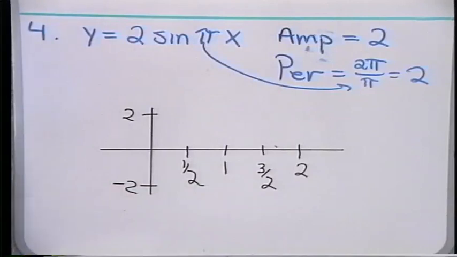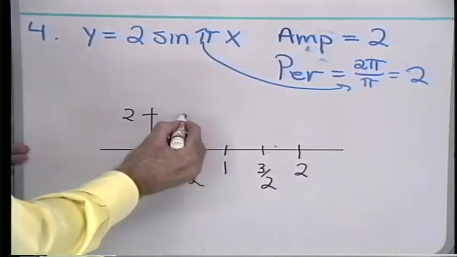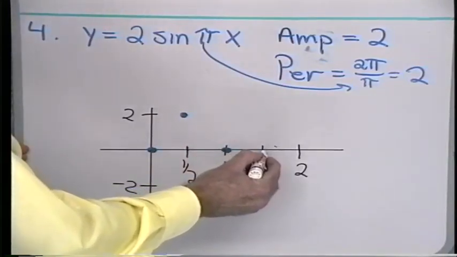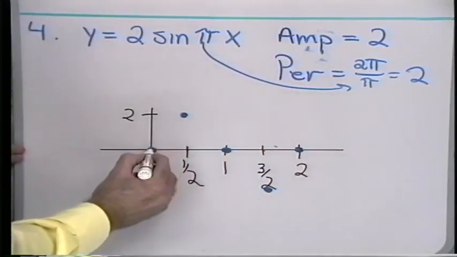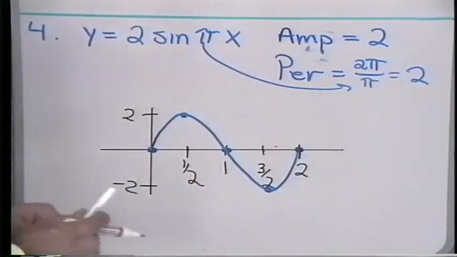It's a basic sine curve, so it starts at 0. A quarter of the way through the cycle, it's up to 2. Halfway through, it's back down to 0. 3/4 of the way, it's down to -2. And at the end of the cycle, it's back to 0. A nice, accurate sketch of y is equal to 2 sine pi x.